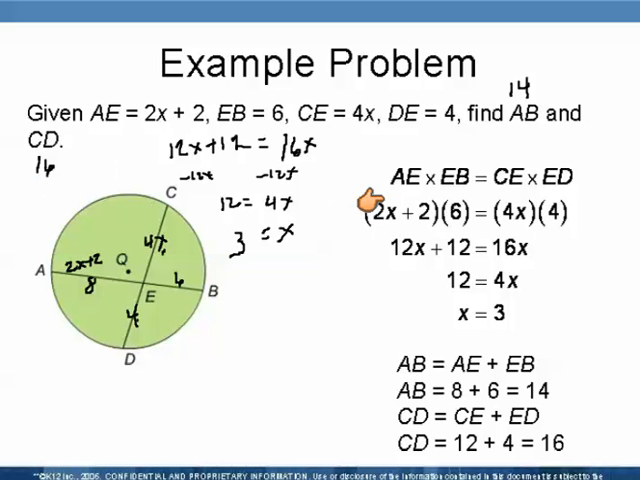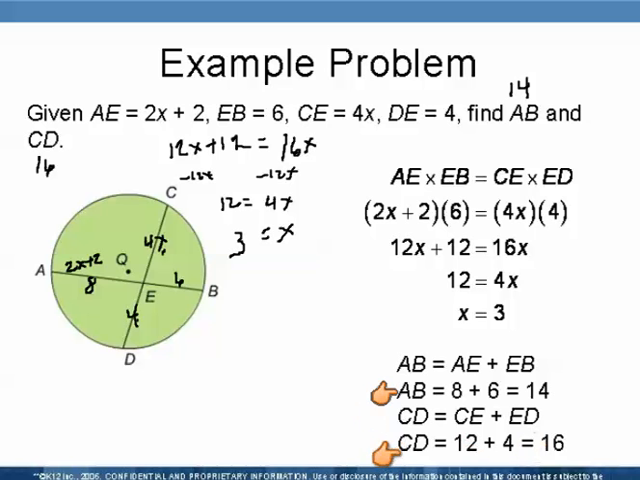I want to show you what they did. They said AE times this, CE times that. Well, 2x plus 2 times 6, 12x plus 12. That's what I had right here. 4x times 4, 16x. That's what I had right here. They subtracted the 12x. They got that x is equal to 3. That's what I had right here. To find AB, they added AE and EB. Well, AE is going to be 8 plus 6. Where'd the 8 come from? 3 times 2 is 6, plus 2 is 8. Plus 6, that's what EB is. 14 is your answer. And CE plus ED. CE was 4x. 4 times 3 is 12. Plus the 4 for the other one, that's 16.